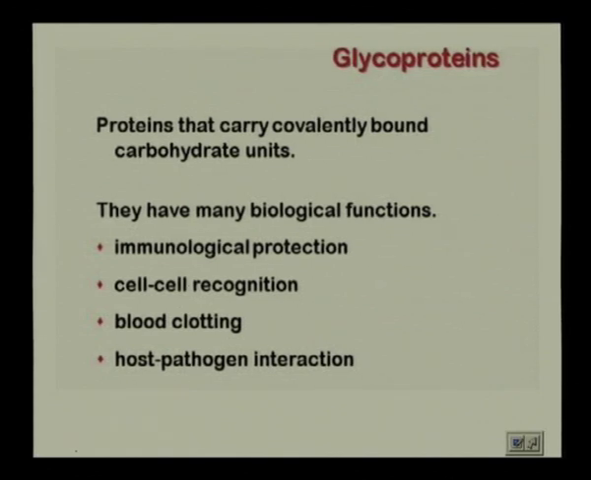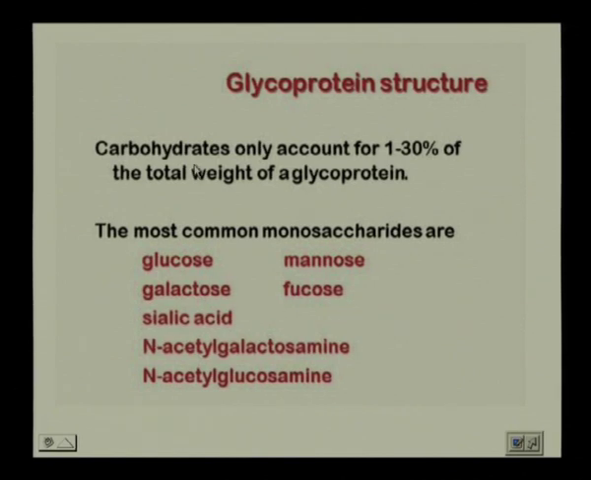These glycoproteins have important biological functions. These are some of the functions that are listed here: immunological protection, cell-cell recognition, blood clotting and host pathogen interactions. Okay. So, usually the carbohydrates account for only 1 to 30% of the total weight of a glycoprotein, and the most common monosaccharides that actually link up are glucose, galactose, mannose, NAG and NAM. Okay, this is N-acetyl galactosamine, N-acetyl glucosamine. We also have muramate, sialic acid. These are all the monosaccharides that link with the proteins.